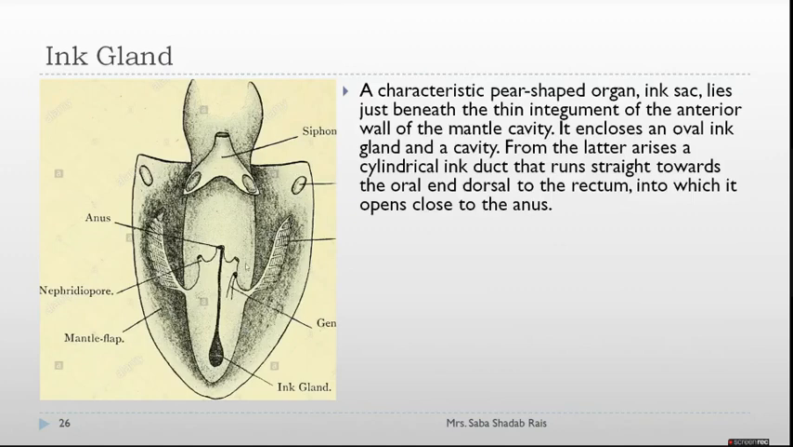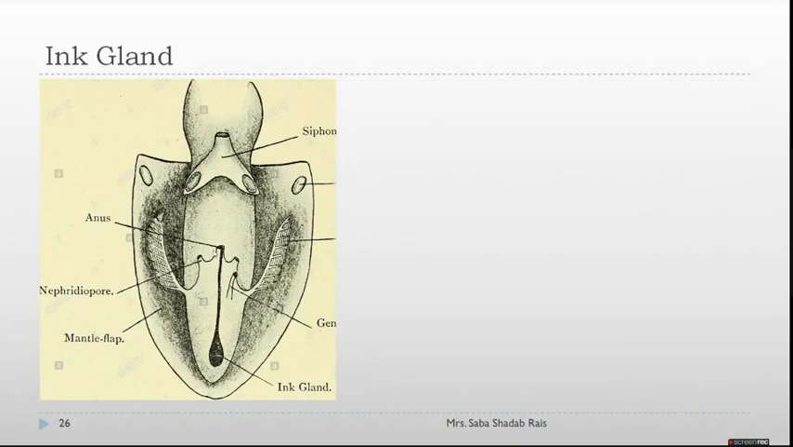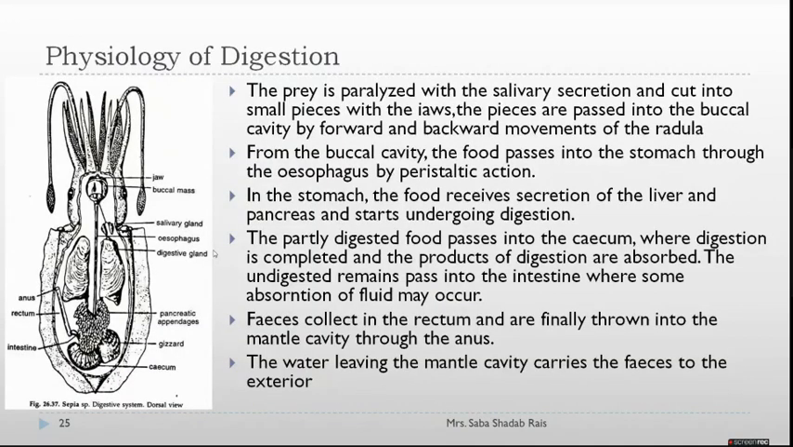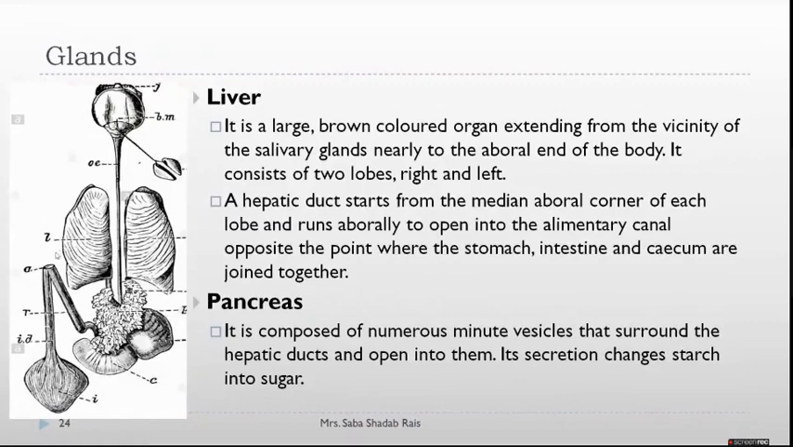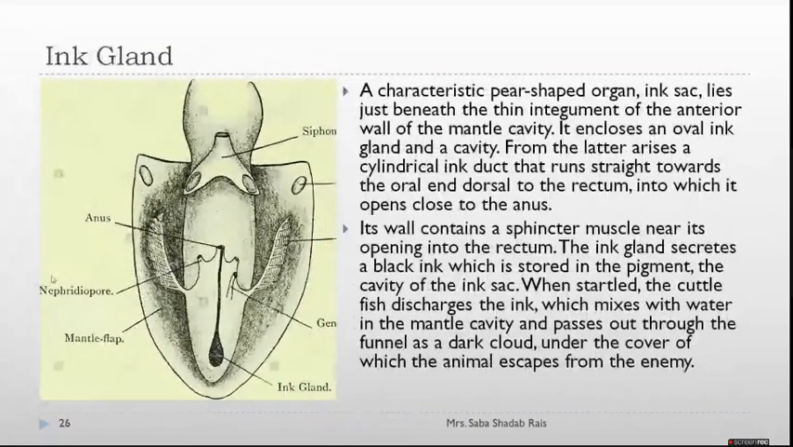Now when you observe, a cylindrical ink duct is present here. It is running towards the oral end here. You can see here the rectum, into which it opens. Now see, the ink gland opens into the rectum. You can see the anus opening is the same. The ink gland and the alimentary canal both open into the anus. So whenever the animal has to secrete the ink, it is going to use the anus only. But the alimentary canal and the ink gland have different holes.